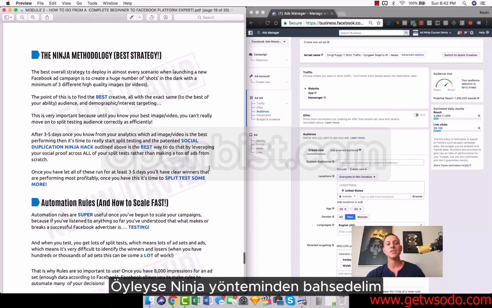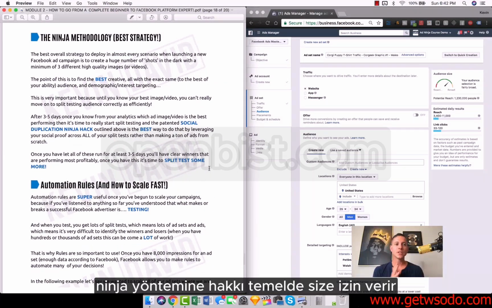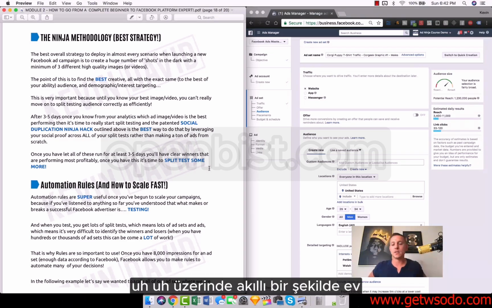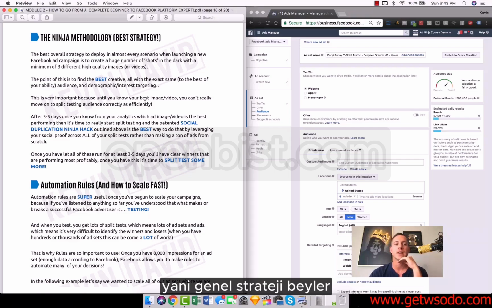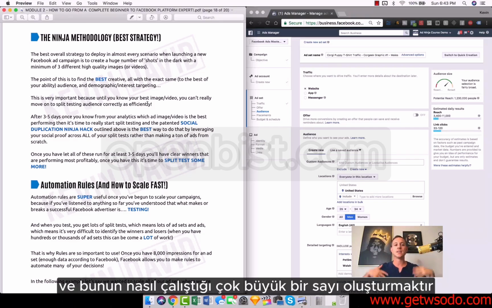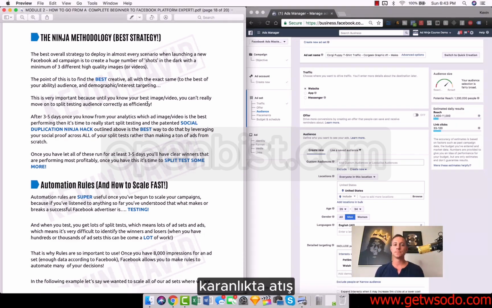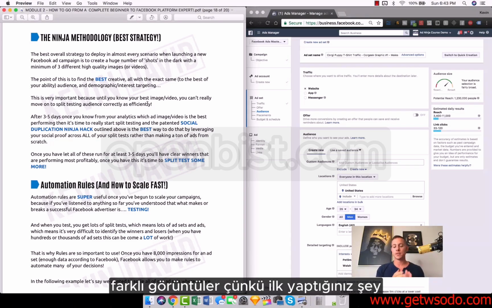So let's talk about the ninja methodology. Right, so the ninja methodology basically allows you to, in a very intelligent way, hone down on a ton of different split tests in the most efficient way as you possibly can. So the overall strategy, guys, and how this works is to set up a huge number of shots in the dark, using different images, because the first thing that we want to narrow down is which image is performing the best, right?